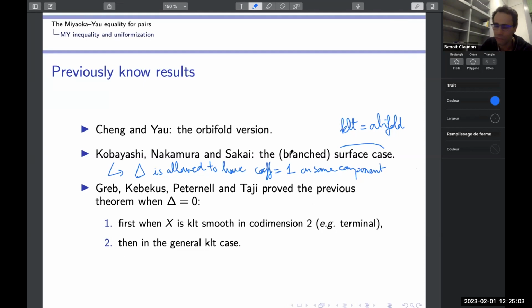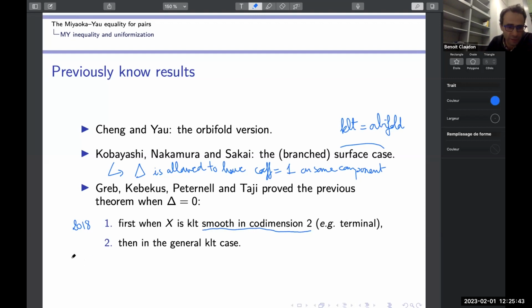And later on, quite recently, Greb, Kebekus, Peternell, and Taji proved the previous result, but when delta equals 0, and actually there were 2 papers, something like 2018. So when X is KLT, but also smooth in codimension 2, so the singular locus has codimension 3. And then they drop this assumption on the codimension of the singular locus.